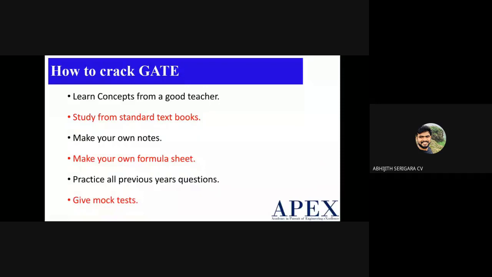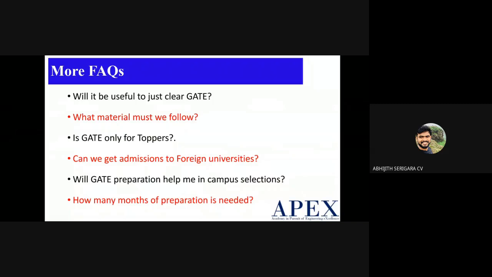Okay, fine. Then, is GATE only for toppers? This is one thing I did not say for you. Is GATE only for toppers? No. I have seen a lot of students with a very low percentage who have got a very high rank in GATE, and then they have done their M.Tech in IISc. I've seen a number of people. There is one person, I don't remember his name, he's running some coaching institute.